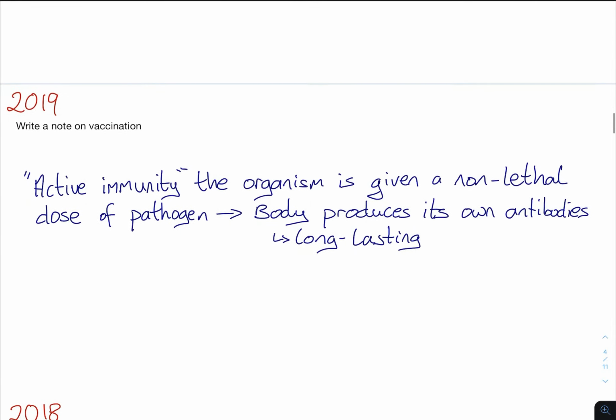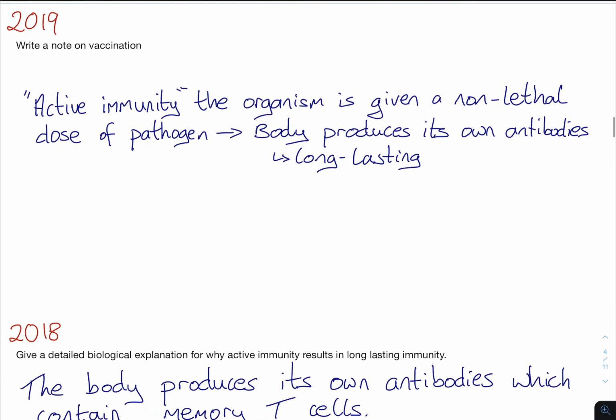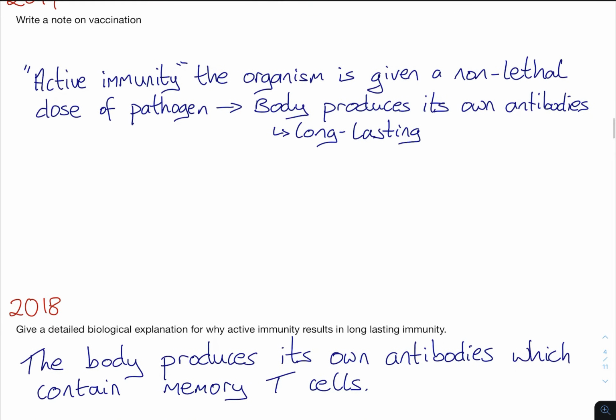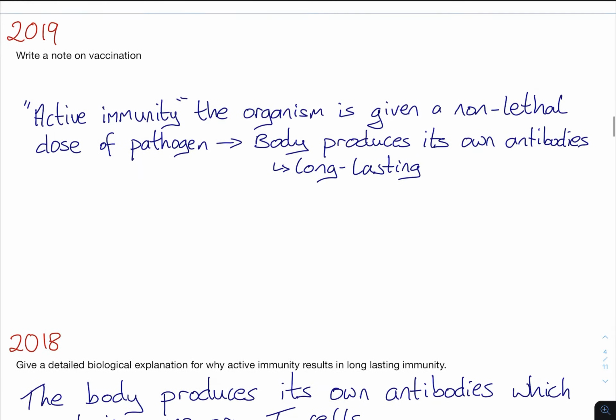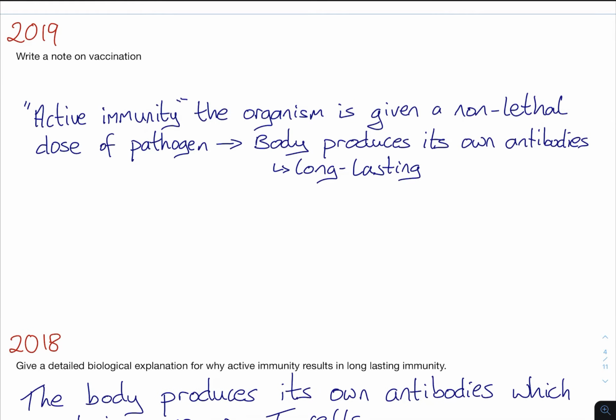2019, you're asked to write a note on vaccination, and for 2018, you're asked something similar to write a note on something else. So what is a vaccination? Essentially what it is, guys, is active immunity. And this is obviously very relevant today with COVID-19. So a vaccination is active immunity, and the organism is given a non-lethal dose of the pathogen. The body then produces its own antibodies, and it is long lasting.